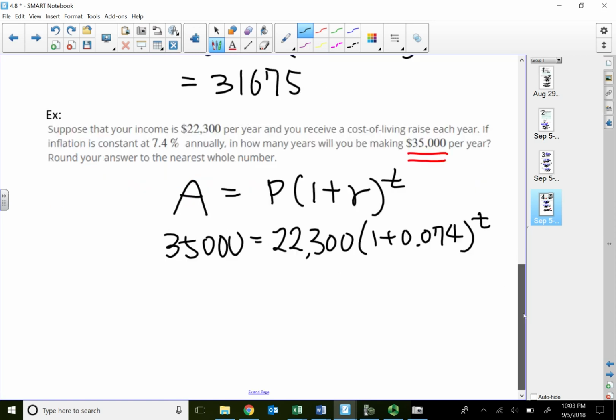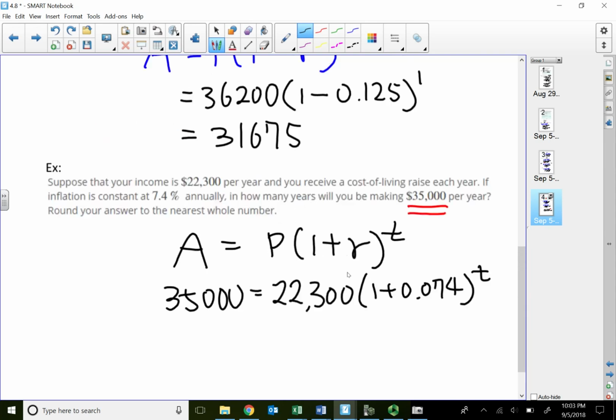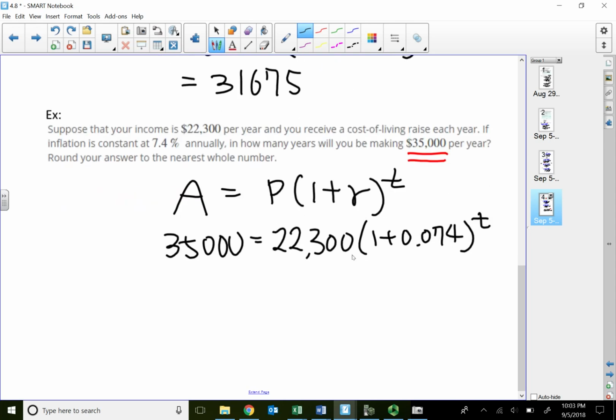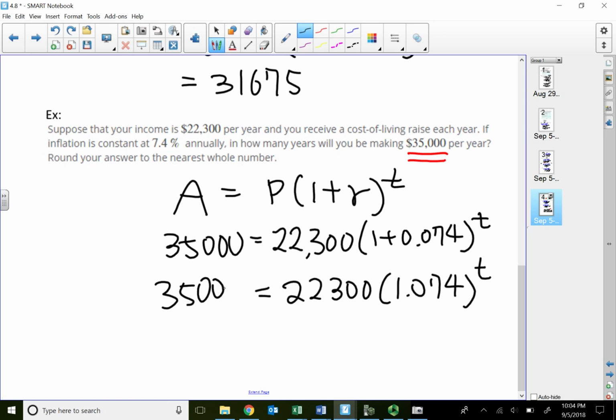All right. So let's take a look. Round your answer to the nearest whole number. So there's actually a different way we can do this. Okay. Let's do what's inside this parenthesis. So basically what I got here is 1 plus 0.074, which is 1.074 to the t power. Okay, the other side is $35,000.